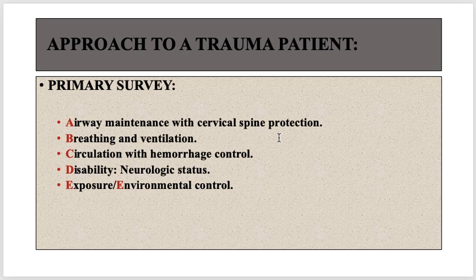That's why whenever we check the airway, we take into consideration whether the cervical spine is stabilized or not. If the cervical spine is not stabilized yet, you are going to stabilize it by giving a neck collar. That's a very important thing. And then we move on further. So A for airway, B for breathing, C for circulation, D for disability, and E for exposure.